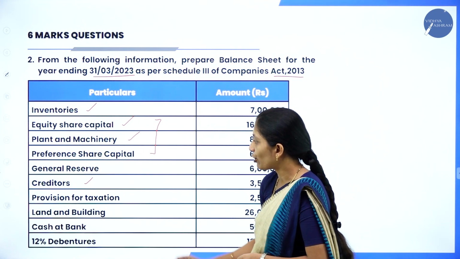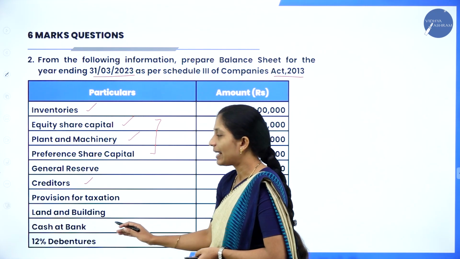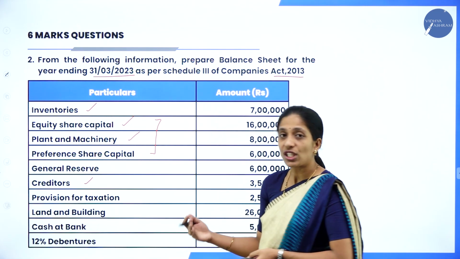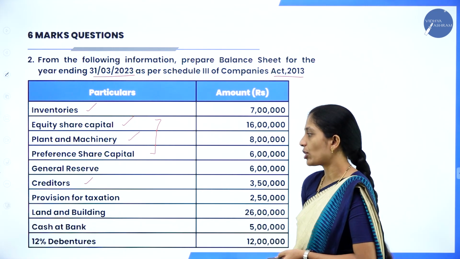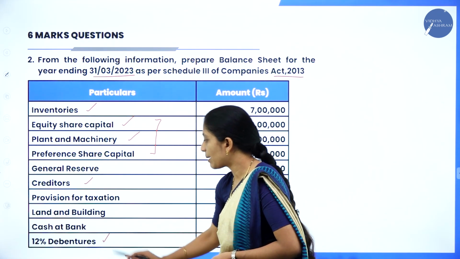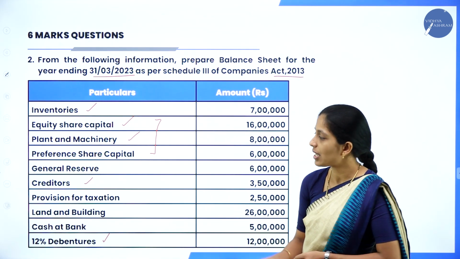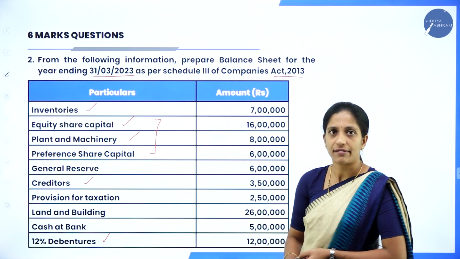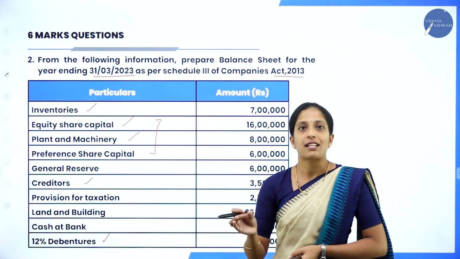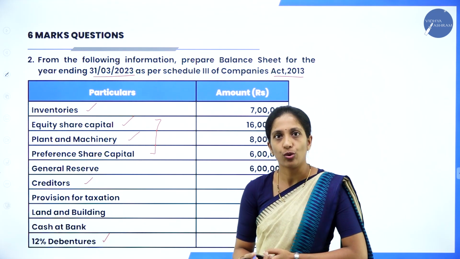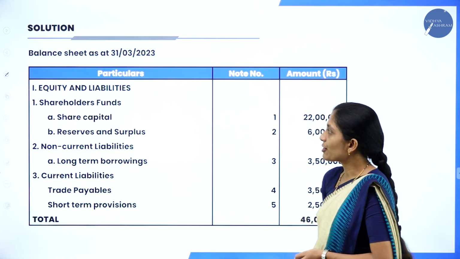Okay, so provision for taxation, they have given, and land and building. Land and building comes under a non-current asset. Cash at bank is a current asset. 12% debentures are long-term borrowings. So these are the few items they have given, for which, wherever it is necessary, we have to prepare a proper note. Okay, now go through the solution.